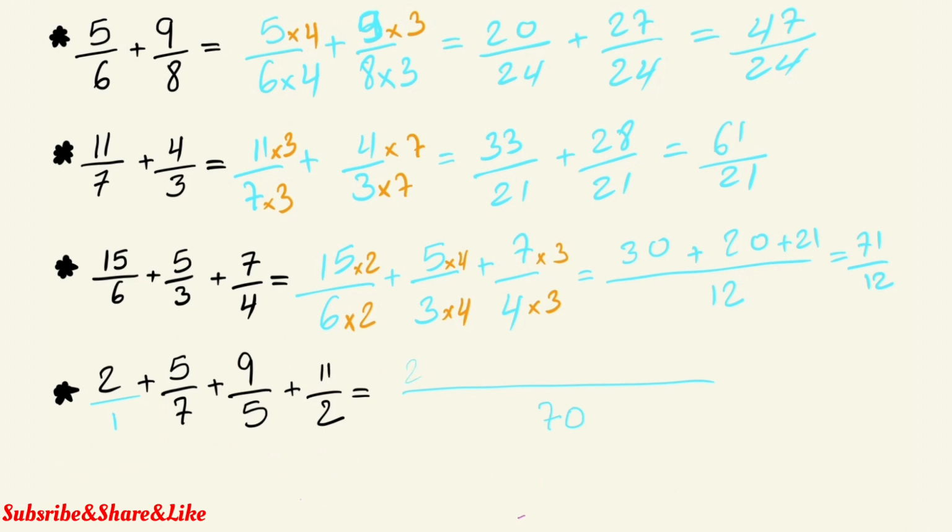And we have here 2 plus 5 plus 9 plus 11. Now how much do we multiply here? 1 multiplied by 70, so we multiply here by 70. We multiply here by 10. We multiply here by 10, so we have to multiply here by 10 as well. We multiply here by 14, we have to multiply here by 14. And we multiply here by 35, we have to multiply here by 35.